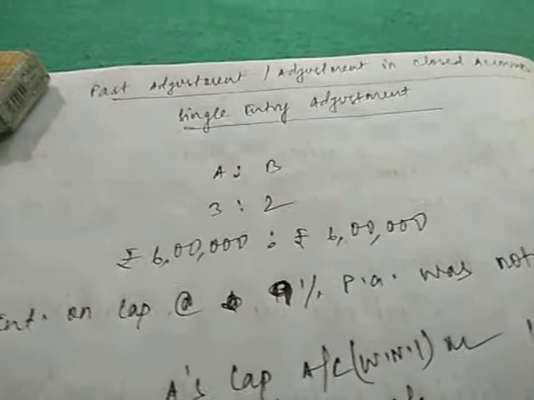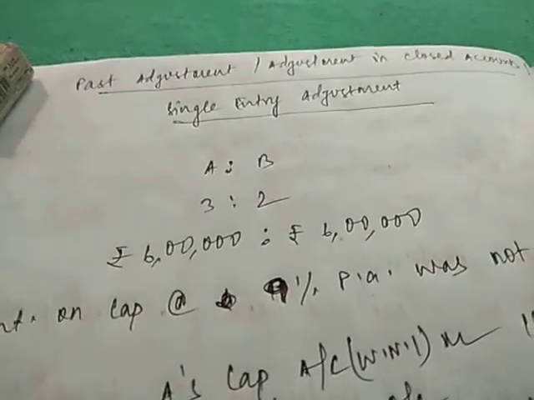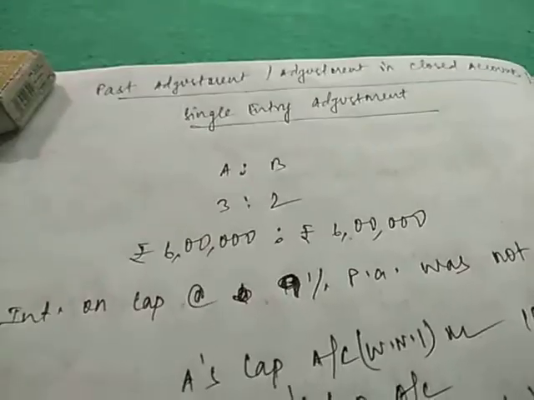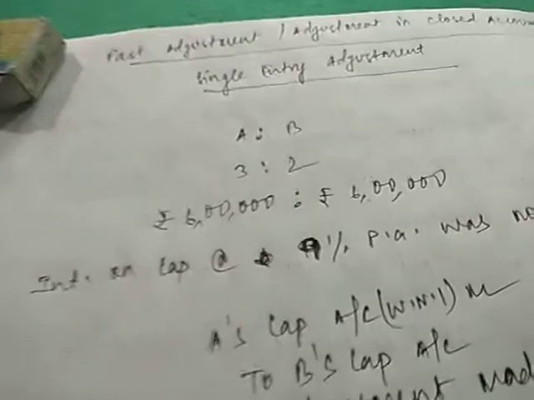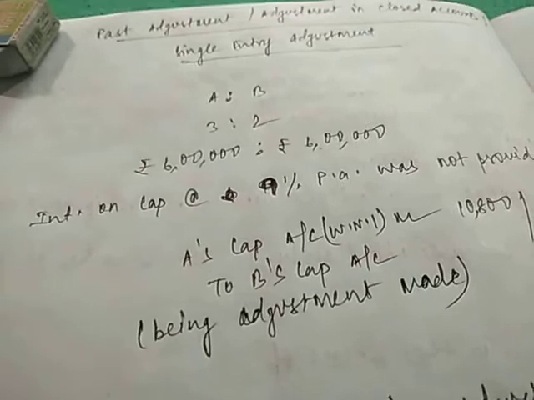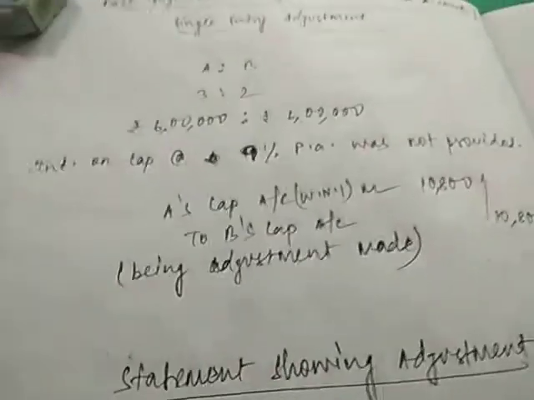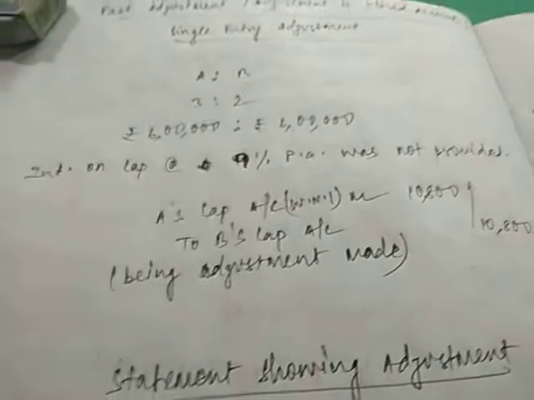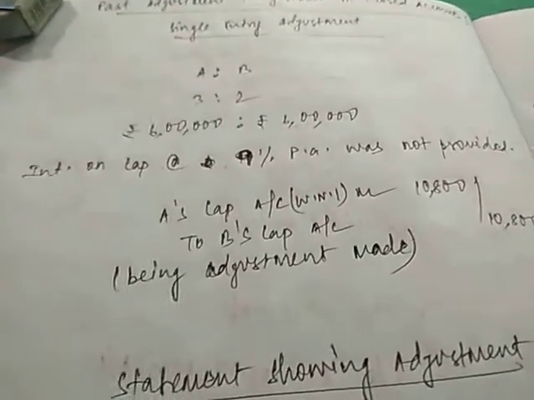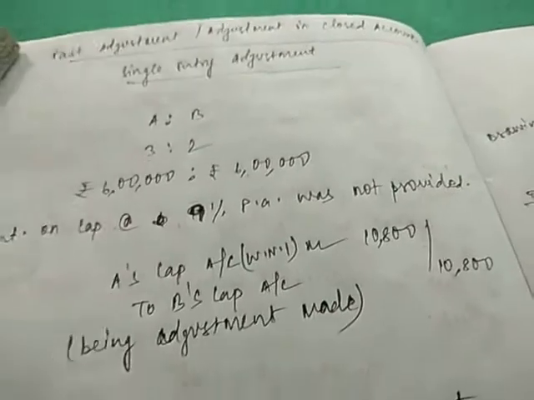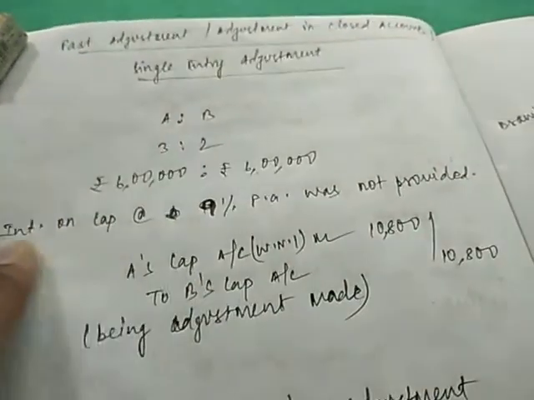If there are two partners A and B, the profit sharing ratio between them is 3:2. Their capital contribution is rupees 6 lakh each, and according to their partnership deed, interest on capital at the rate of 9% per annum was to be provided, but they omitted it. They forgot to provide the interest on capital at the rate of 9% per annum.